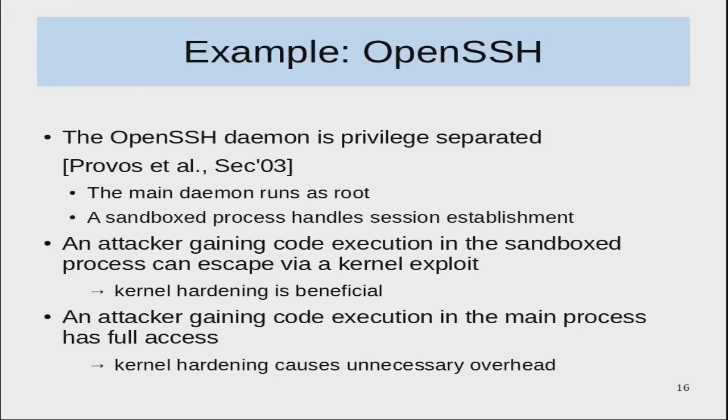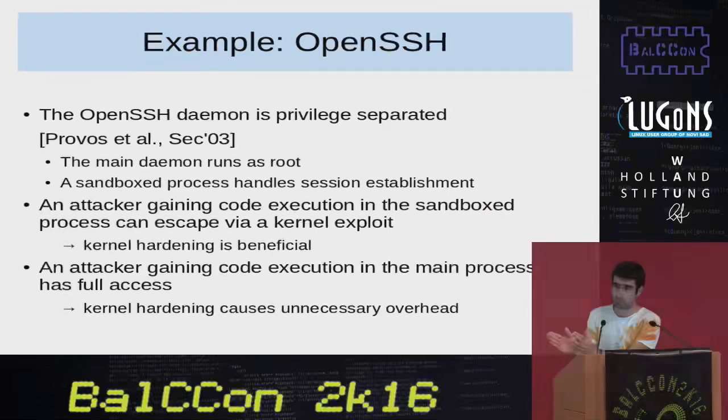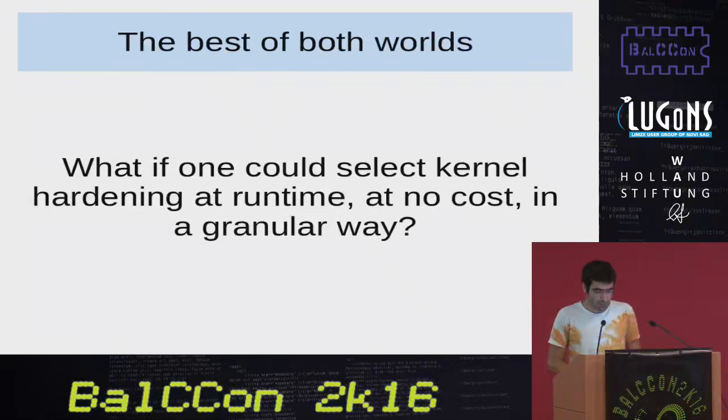But if I'm an attacker and I gain code execution directly in the main process, which is running as root, I already have full access to the system. So there's no point in using a privilege escalation vulnerability. I'm already full root. So in this case, kernel hardening will just cause unnecessary overhead. So we just want to get rid of kernel hardening for that specific process, but not for the other process, right? So that's where our approach comes in.